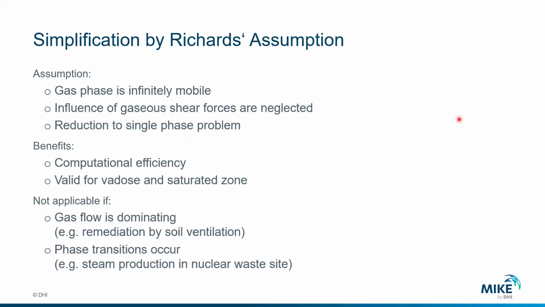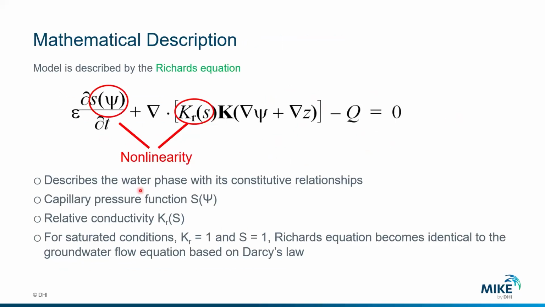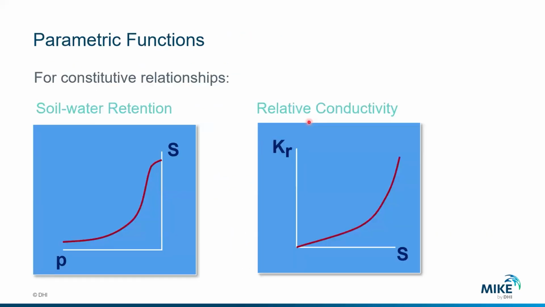So this equation is nice because it reduces the whole problem to a single phase. So we don't need to do very extensive calculations. And secondly, the benefit is that it is valid for both the vadose zone and the saturated zone. So if the system becomes saturated, this part becomes one, and this also is a factor of one, so this becomes really Darcy's law. It's really simple to use.